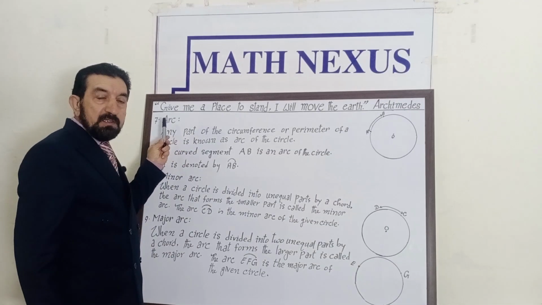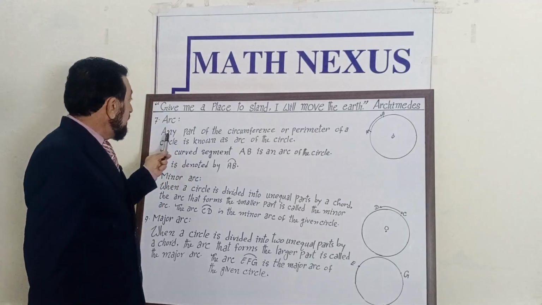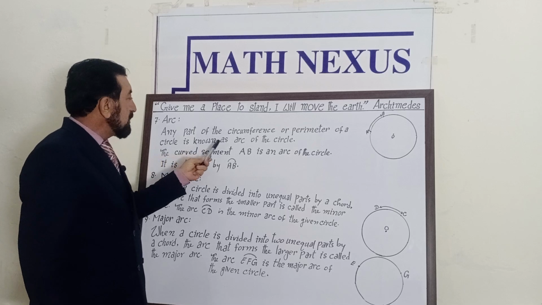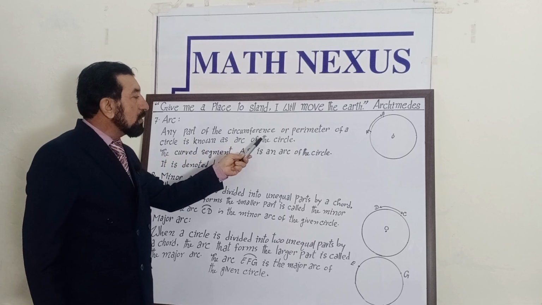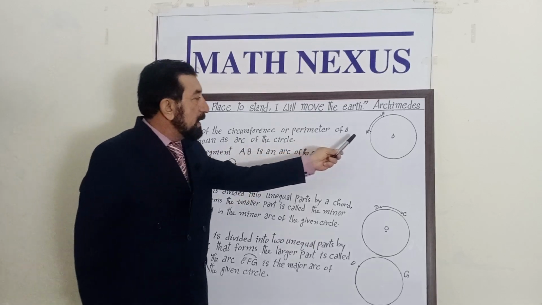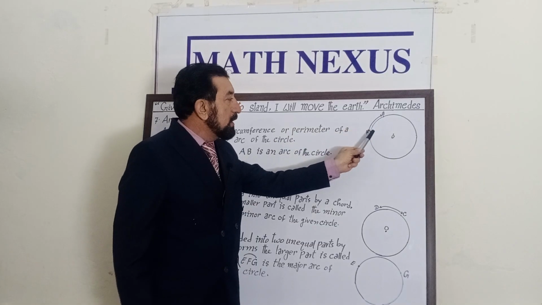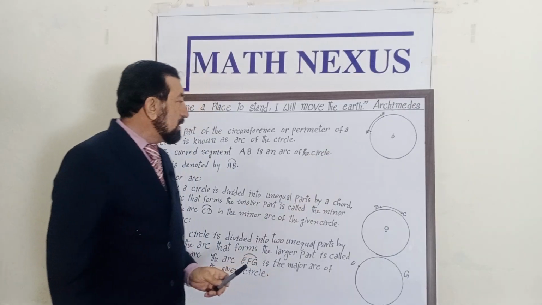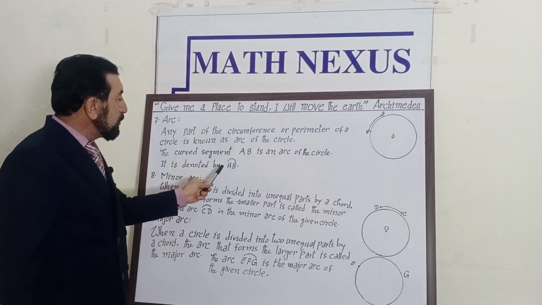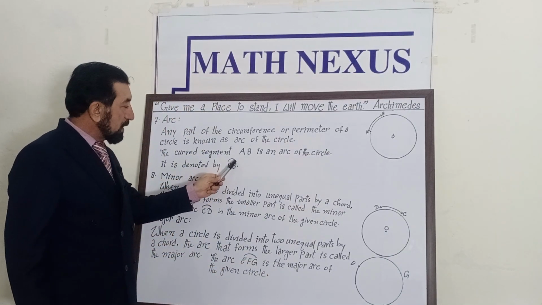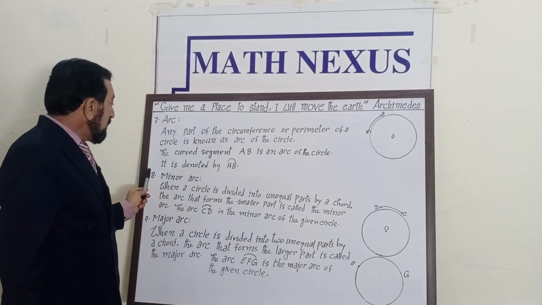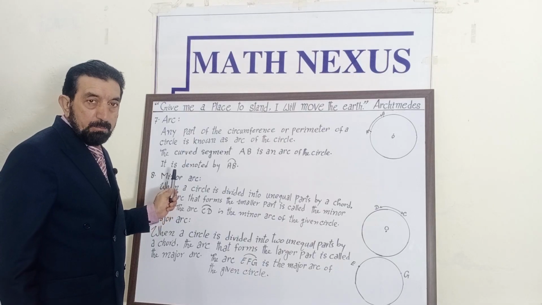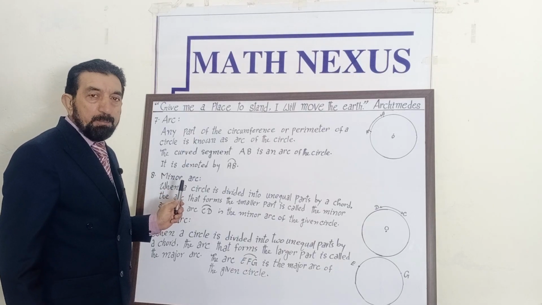In the elements of circle, the seventh is arc. Any part of the circumference or perimeter of a circle is known as an arc of the circle. As A to B, point A, point B, this is called an arc of the circle, and it is denoted by arc AB. Now there are two types of arc. One is minor arc and the other is major arc.